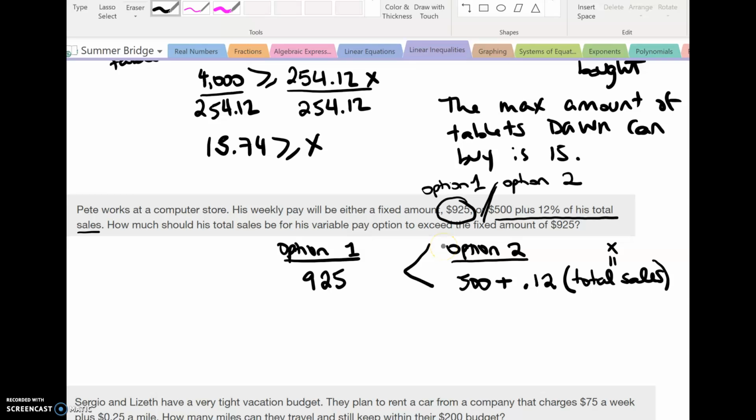So this is going to be now my inequality. I'm going to have 925 has to be less than 500 plus 0.12x. So again, I'm going to solve this just like I would solve a normal linear equation. Now that I understand what's going on, I'm going to subtract the 500, which gives me 425.